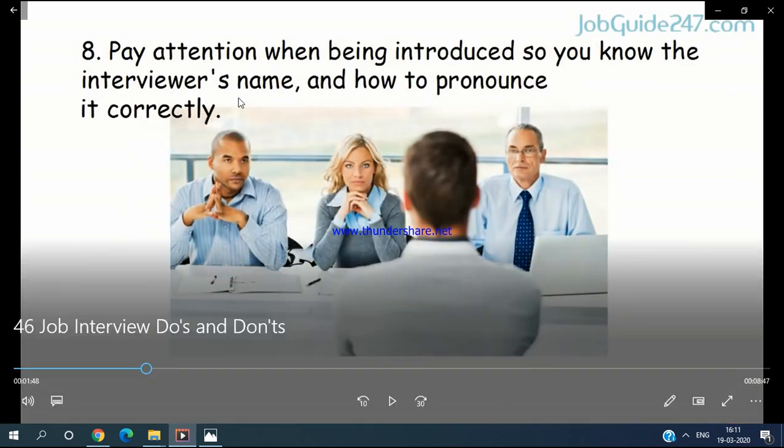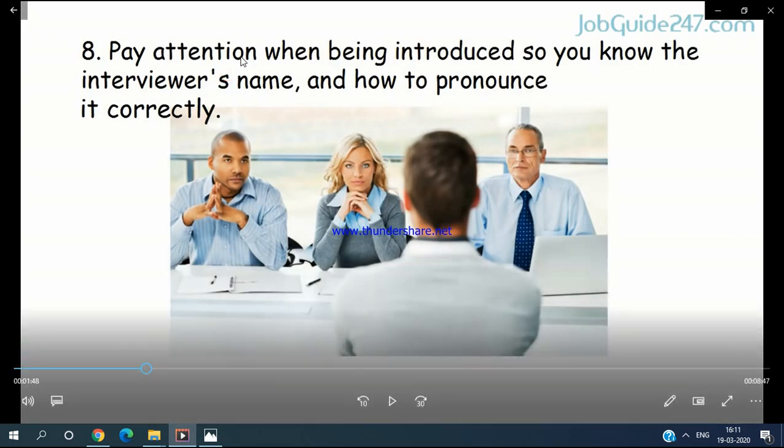Very good. So pay attention when you are being introduced. Attention means like you have to pay attention. Pay attention when you are being introduced, so you know the interviewer's names, okay, and how to pronounce the name. So whenever the interviewer takes the interview, they always say their names first. तो उनका नाम क्या है वो पहले ही बताते हैं greeting करके. So you should know, remember that.